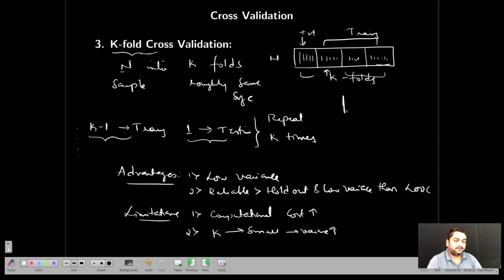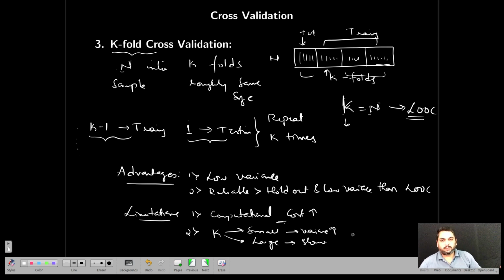Why? See, for example, if I say k is equal to n, if each part is one data sample, that means every point is acting as one data sample, then it becomes my leave one out only, right? So then the variance increases. If I decrease this k value, it approaches leave one out. If I make it very large, then it becomes slow because computational cost is high. I need to train more and more data if k is very large.